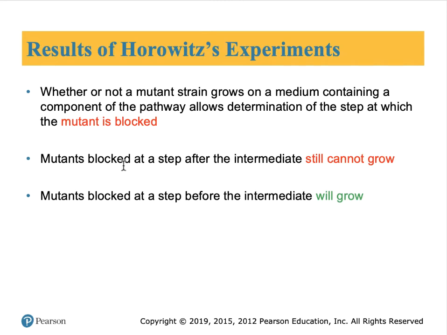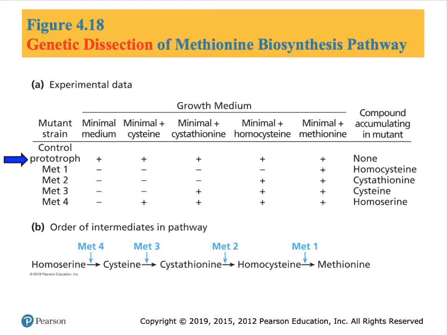So mutants blocked at a step after the intermediate, after the feeding of the river, still could not grow. Mutants blocked at a step before the intermediate, i.e. a dam before the stream feeds the river, will still have water flowing to the ocean. So by doing various experiments, he was able to deduce the order in which certain enzymes and mutations correlated. So let's have a look at the data that he generated.